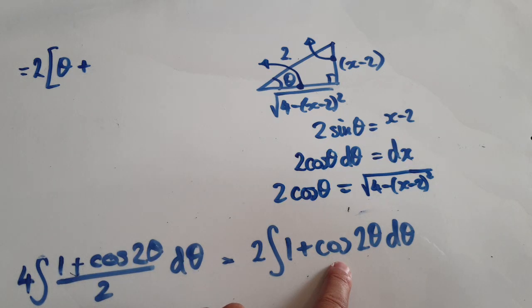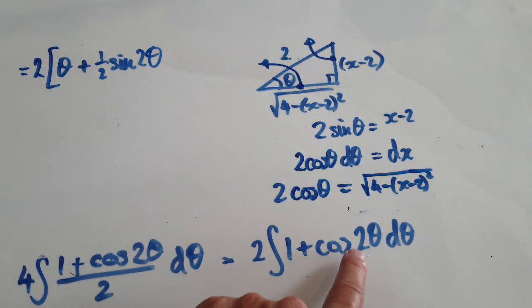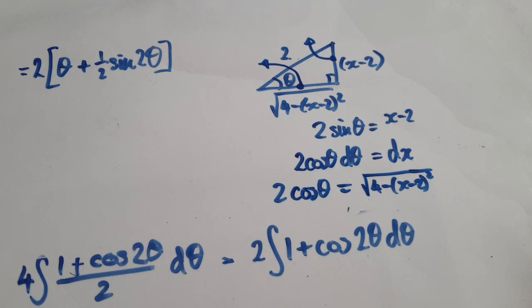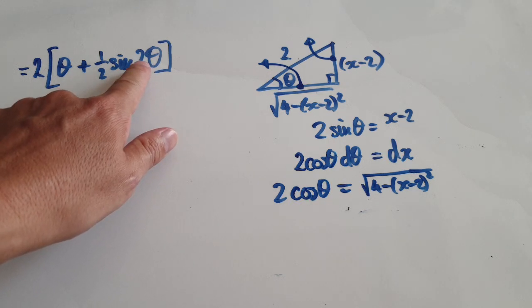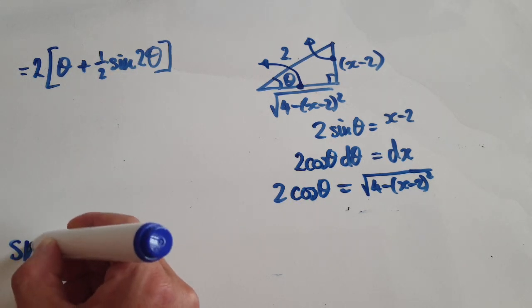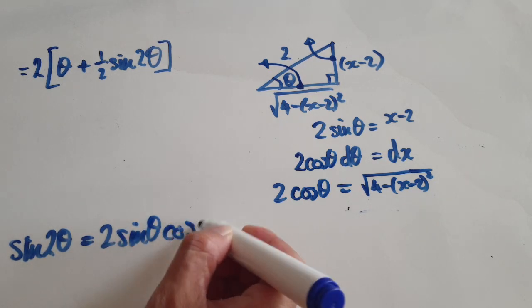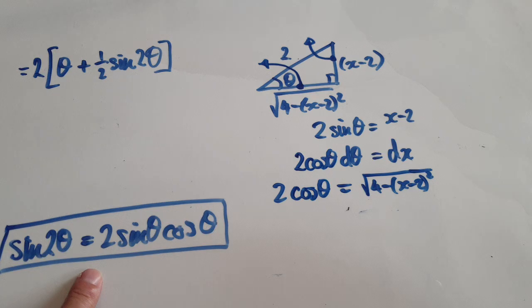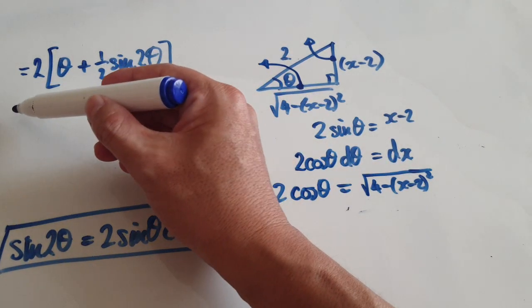This would be a half sine 2 theta. And I'm expecting you to know how to integrate this. Close it off. And then now I need you to know that whenever you encounter sine 2 theta, there's a famous formula: sine 2 theta is the same as 2 sine theta cos theta. I'm expecting you to know this famous formula. So look this up if you don't recognize it. So we can now replace this thing here as this thing here.